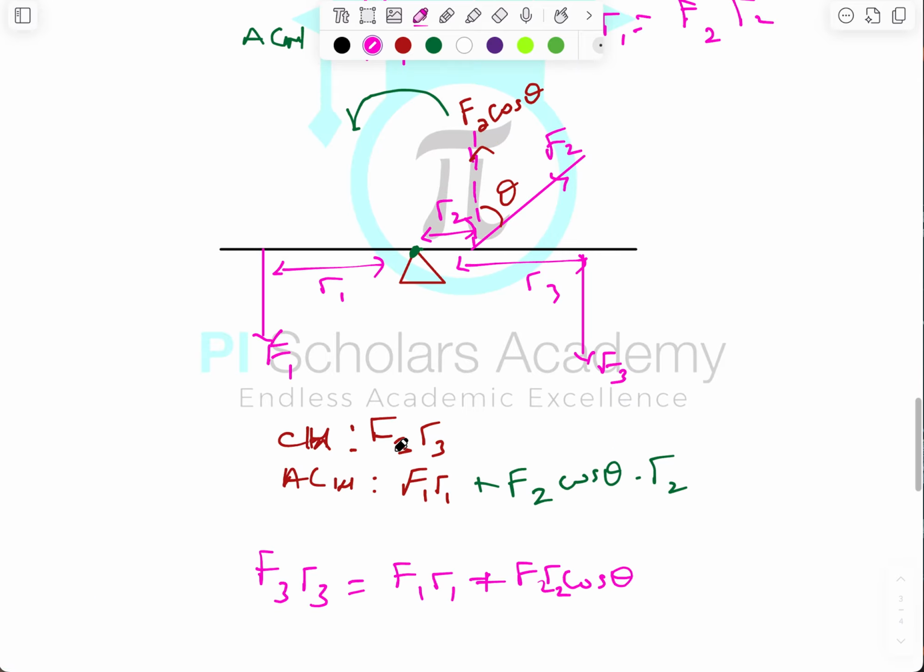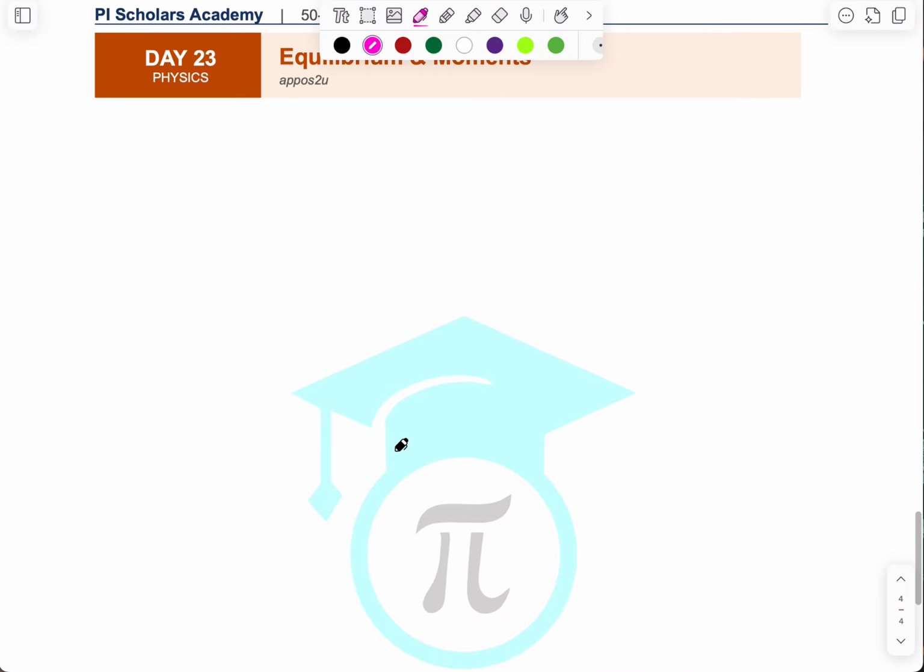So one last thing before we go is whenever you have more than one pivot in a system like this, how do you deal with such?